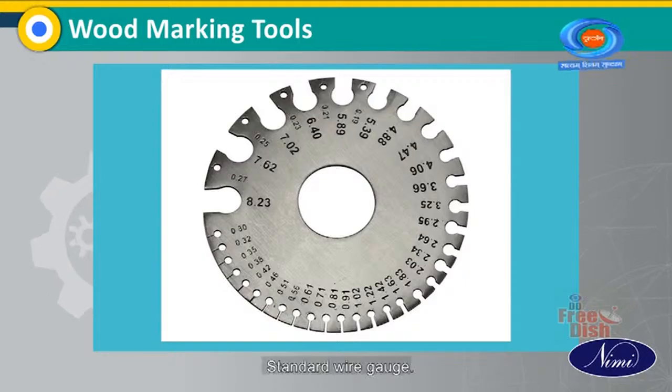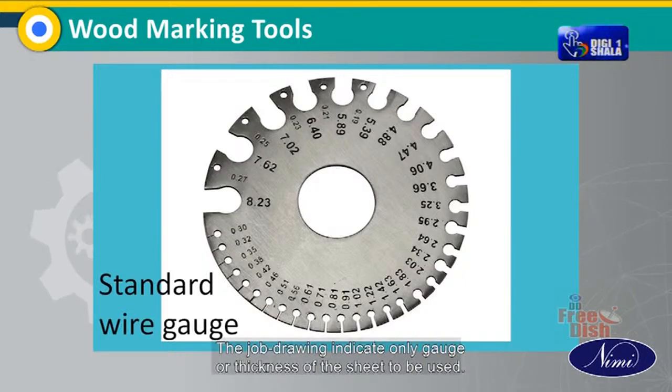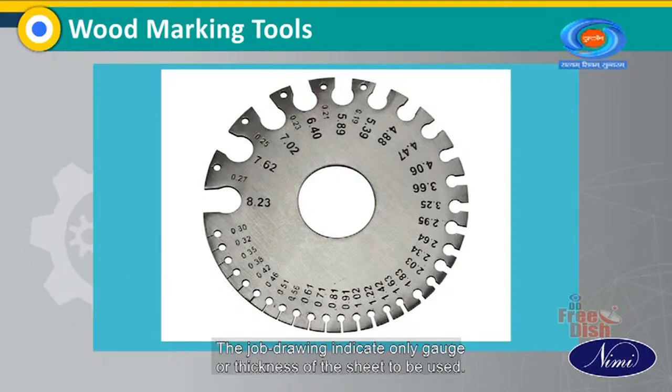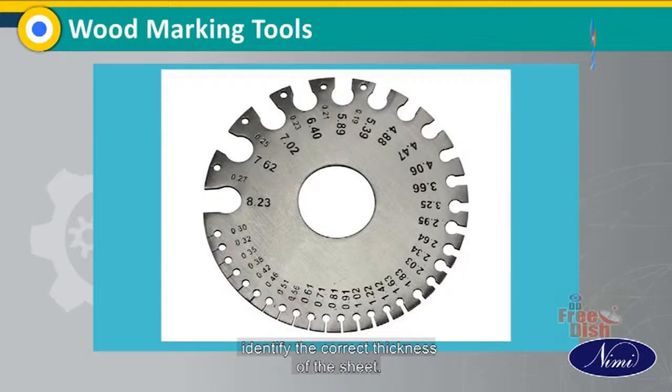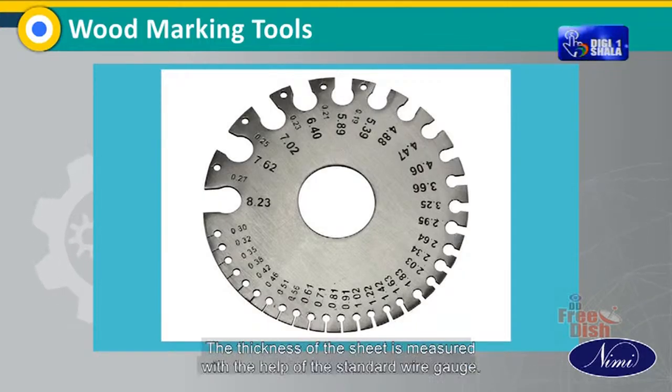Standard wire gauge. The job drawing indicates only gauge or thickness of the sheet to be used. Before starting the work, identify the correct thickness of the sheet. The thickness of the sheet is measured with the help of the standard wire gauge.